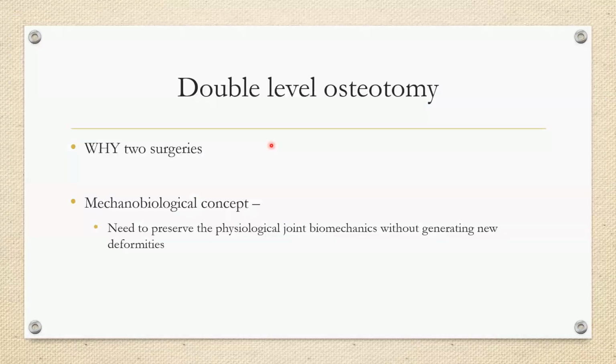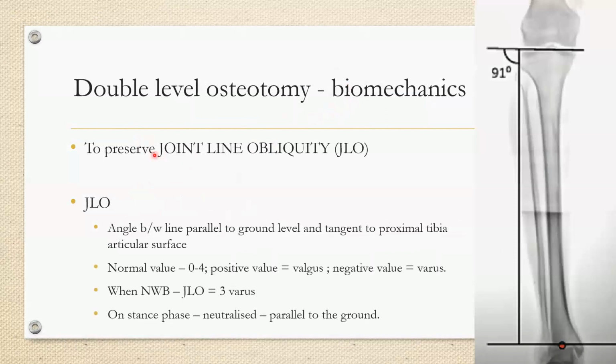So the next question is why? What is the need to do a double level osteotomy? Why two surgeries when it can be addressed with one surgery? The concept of the double level osteotomy came up with regard to the mechanobiological concept, which says that we need to preserve the physiology of the joint as much as possible without generating new deformities while addressing any deformity in any joint. So they meant that we have to preserve the joint line obliquity.